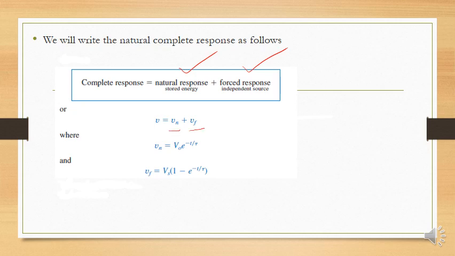And what is Vn? Vn is V naught e raised to power minus t over tau. And what is Vf? Vf is Vs into 1 minus e raised to power minus t over tau. We have to combine these two responses to get a complete response.